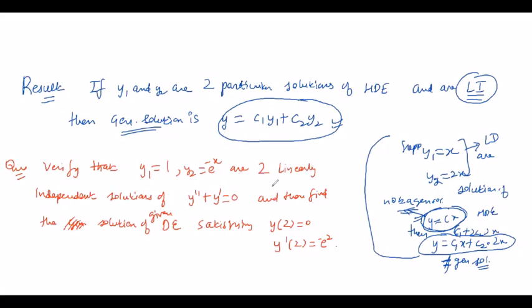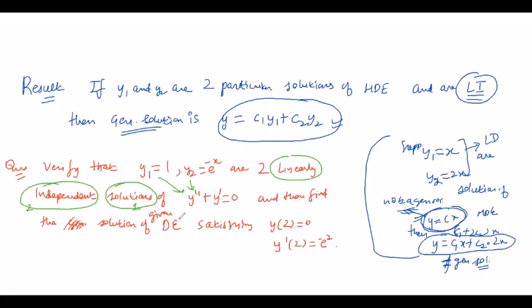So linearly independent solutions further splits up into two steps. Step number one, you verify they are solutions. How are you going to verify that? By putting them into the differential equation. Once you verify they are solutions, step one is done. What is the second step? You need to verify they are linearly independent. And how to check linear independence? Using the Wronskian.